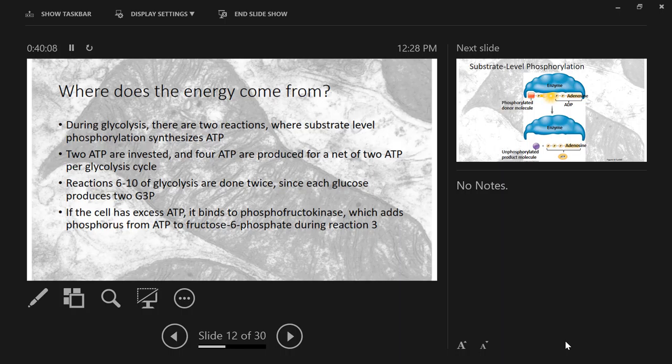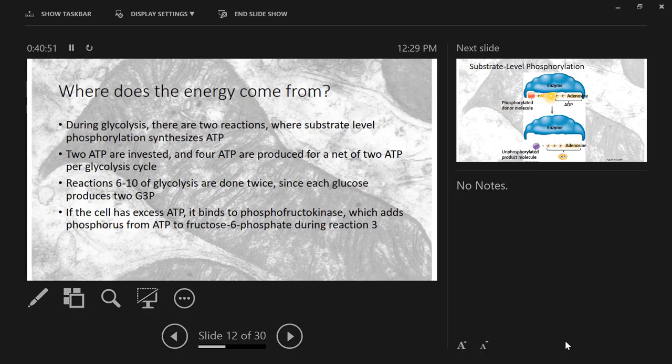You could answer it one of two ways. You could either say substrate level phosphorylation, because that's basically how we're generating ATP during glycolysis. Or you could say it came from the fuel molecule. It came from glucose, and we're converting the chemical energy of glucose into chemical energy in the form of ATP. However you wanted to answer that would be perfectly satisfactory. The second one would be to say that it came from our fuel molecule. So ultimately, we were converting the chemical energy in glucose into chemical energy in the form of ATP.